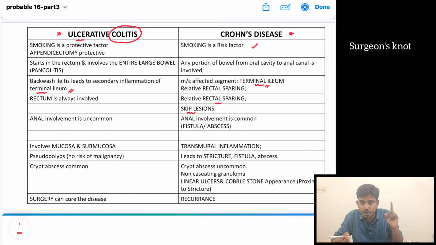Here there can be skip lesions. We already saw this in Buerger's disease. In Crohn's disease also there can be skip lesions. It involves from the oral cavity to the anus, but not completely; it skips and involves here and there.